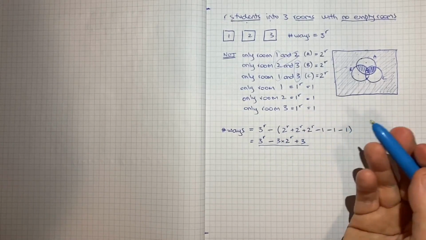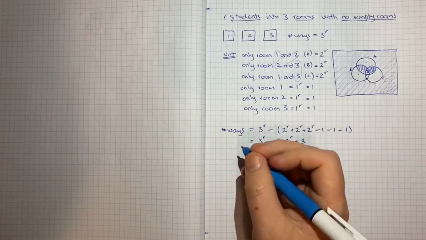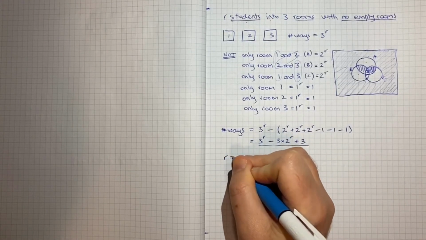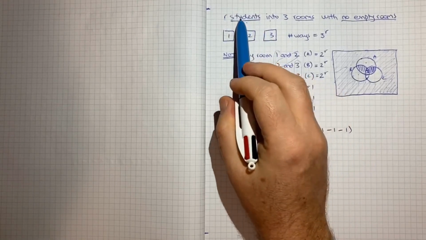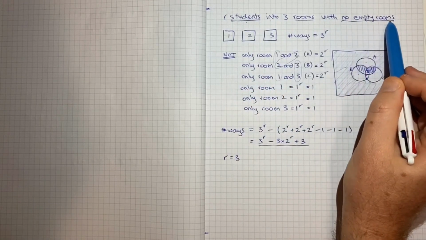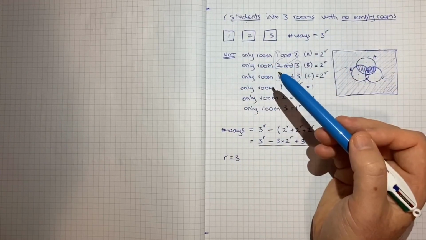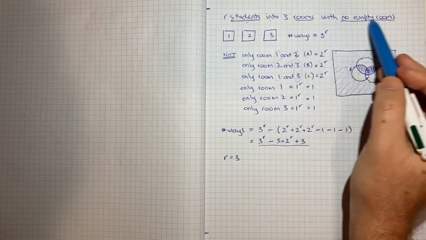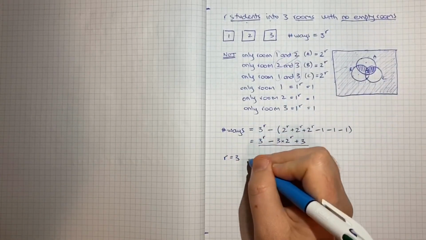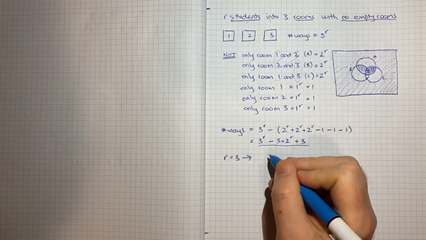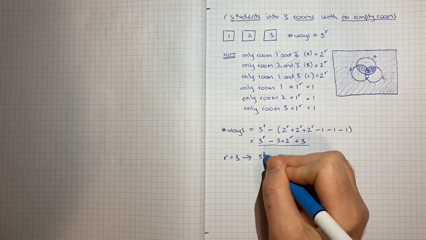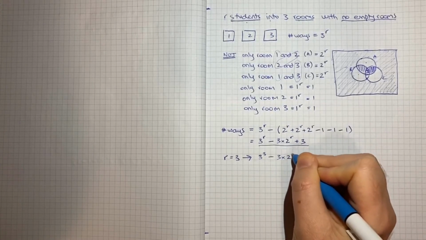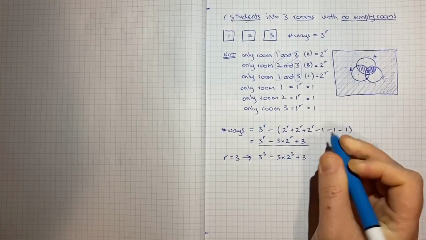And then if you wanted to check it, you could say, what if r is equal to 3? It's worth noting for this question, if you're going to have this constraint of no empty rooms, you need at least 3 students. Because if you had only 1 student or only 2 students, you wouldn't be satisfying this constraint. So we have to start from r equals 3. If that was the case, the number of ways would be 3 to the power of 3 minus 3 times 2 to the power of 3 plus 3.